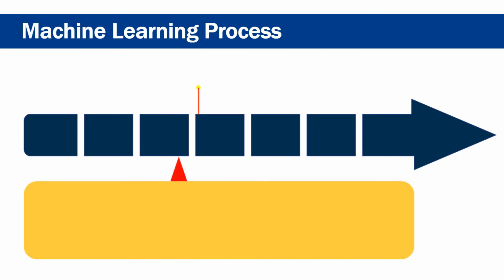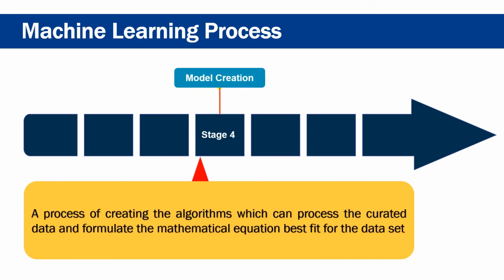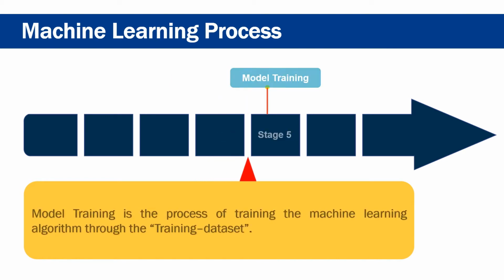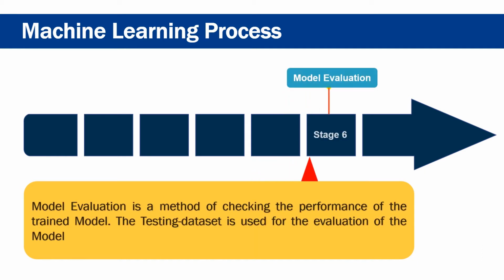In the fourth stage, the machine learning model is created. In this stage, the algorithms are developed which can process the curated data and formulate the mathematical equation that is the best fit for the data set. Once the algorithm is created, data is then further bifurcated into training data and testing data. By considering the training data set, training of the machine learning model is performed in the fifth stage. In this stage, the algorithm learns from the data and correlates the dependent and independent variables to determine the best fit model. Thereafter, in the sixth stage, model evaluation is done.